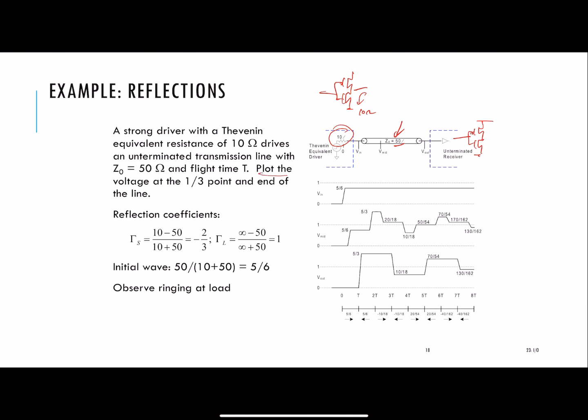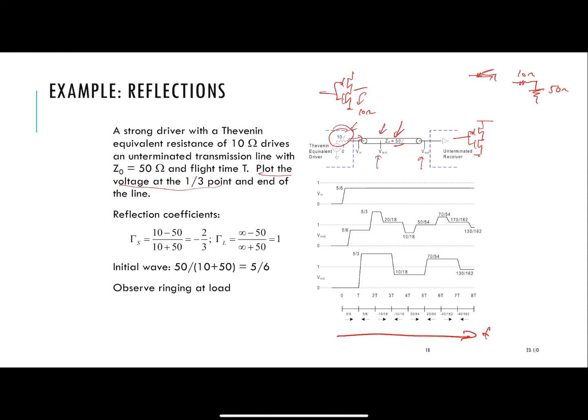We want to plot the voltage at the 1/3 point and at the end of the line. This axis is time, and these are the voltages. The first thing that happens is there's no transmission, because this is butted right up against the line as you launch into it. You just get a resistive divider effect between this guy being 50 ohm and this guy being 10 ohm.